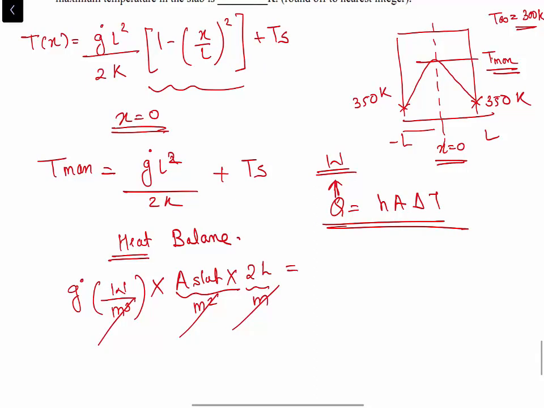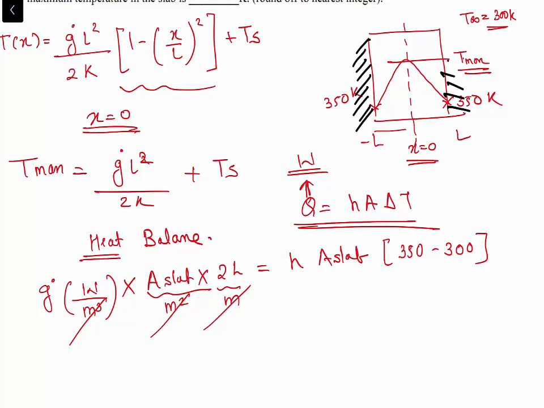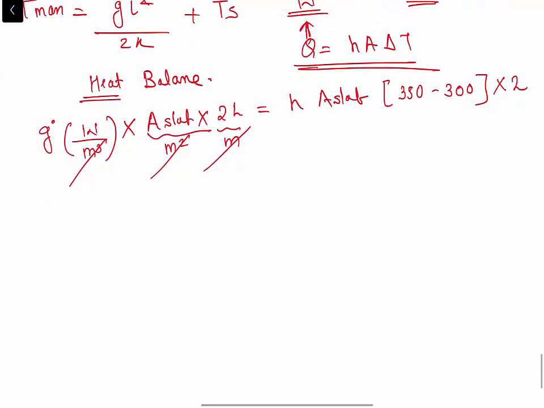Now it is equal to what? h A, area of slab, delta T. How much delta T is given? Delta T will be 350 minus 300. So here convection is going on on two surfaces. This is one surface, this is the second surface, so here multiplied by 2 will come. Now you can easily calculate the value. This A slab will be cancelled.